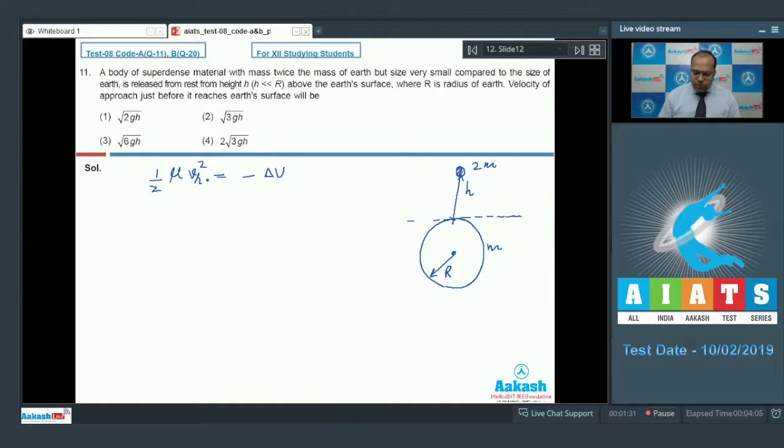So if I write the reduced mass of the system, then I can write half into 2m into m divided by 3m into v relative square at the instant of approach is equal to 2m into gh. So if I solve this, I get the value of Vr, that is the velocity of approach just before it reaches the Earth's surface. So that comes out to be under root 6gh. So option 3 is the correct answer. Let's move to question number 12.